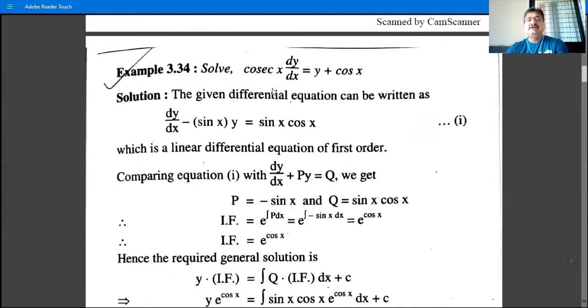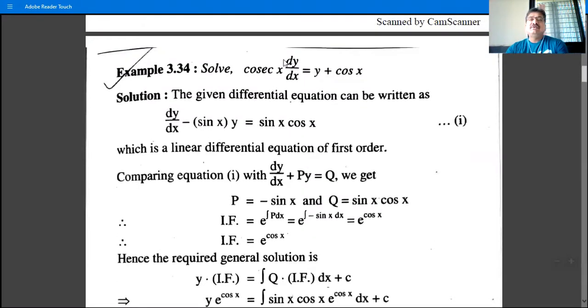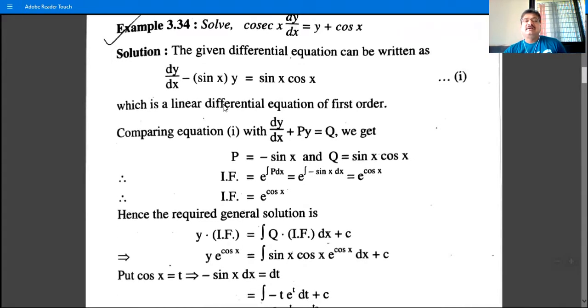Now we will see the mixed type examples, that is, examples on linear differential equation and Bernoulli's differential equation. The first example is: solve cosec x dy by dx plus y is equal to cos x. The given differential equation is written in the form dy by dx by dividing throughout by cosec x, that is, multiplying by sin x. So dy by dx, and then here we have sin x y, then shifting this term to the LHS, minus sin x y is equal to sin x into cos x.